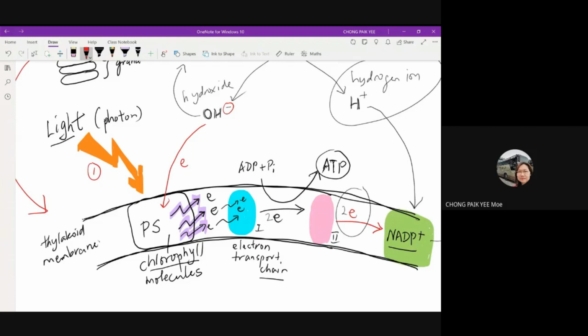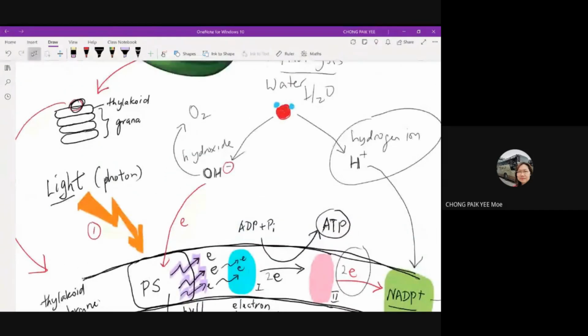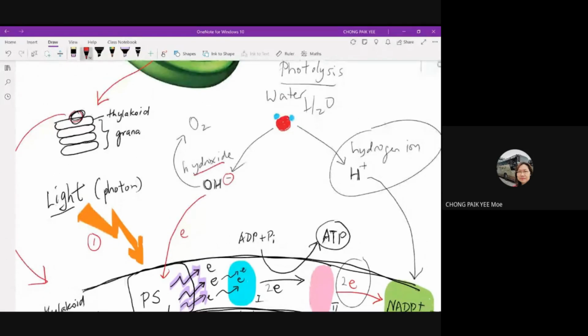Now number 6, just explaining photolysis. Photolysis is a process whereby water molecules are broken down to form hydrogen ions and hydroxide ions in the presence of light energy and chlorophyll. You have mentioned that one earlier. And lastly, number 7, hydroxide ion loses electron, so the electron goes to the chlorophyll.